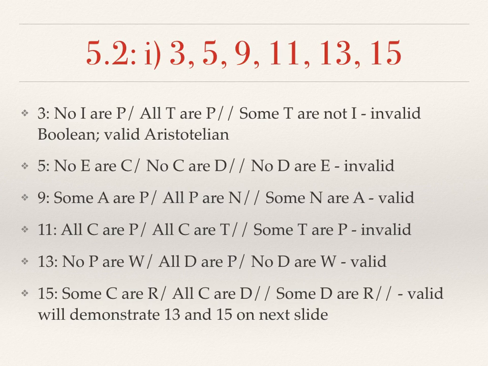And number 13 and 15, I'll give you the answers here, but then on the next slide I will go through 13 and 15. So number 13 is no P are W, second premise is all D are P, and the conclusion is no D are W, and we'll see that that's valid. And number 15, the first premise is some C are R, the second premise is all C are D, and the conclusion is some D are R, which is valid. So now I'll go on and show 13 and 15 on the next slide. Basically, this is just kind of what you will have been doing through all of these exercises, but this will help with some of these more complicated ones.